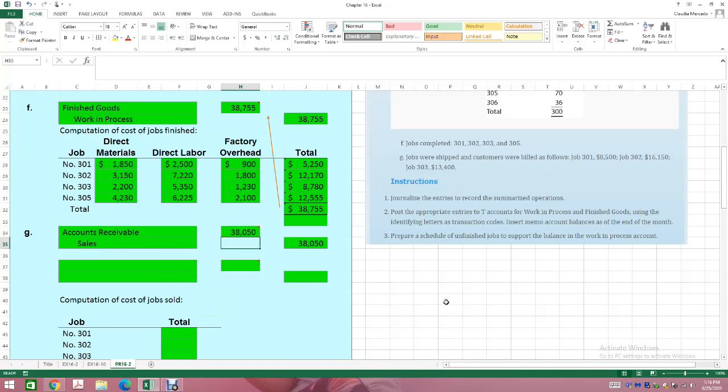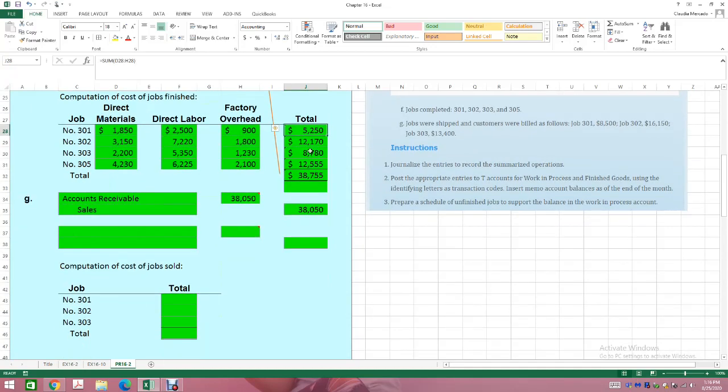Okay, we need to figure out how much money we spent on jobs 301, 302, and 303. These numbers represent the sales price. That is how much we sold them for. We need to figure out how much we paid to manufacture these three different jobs. Job 301, we get the information from up here: we spent $1,850 in materials, $2,500 in labor, and $900 in overhead. So we spent $5,250.